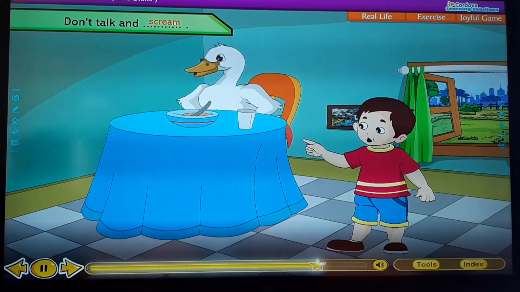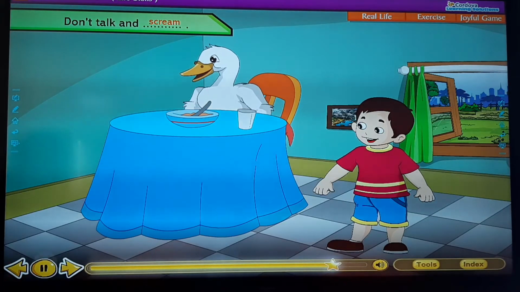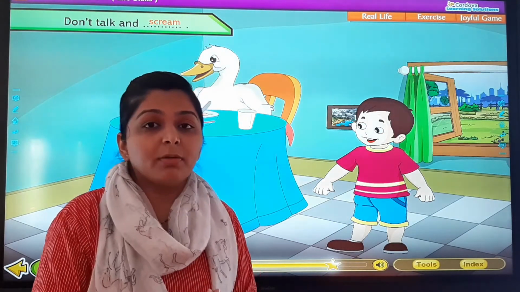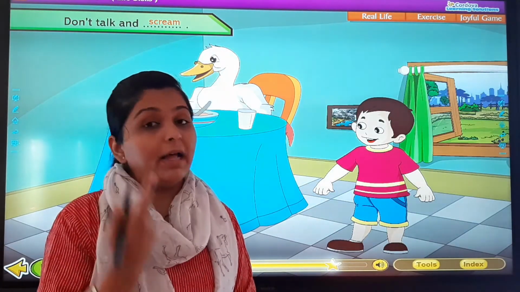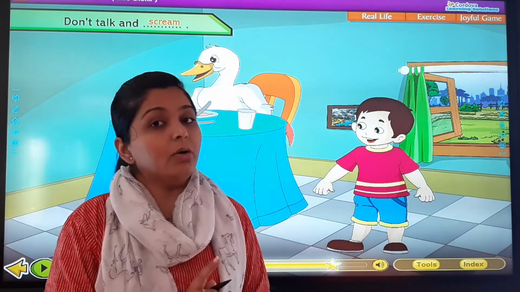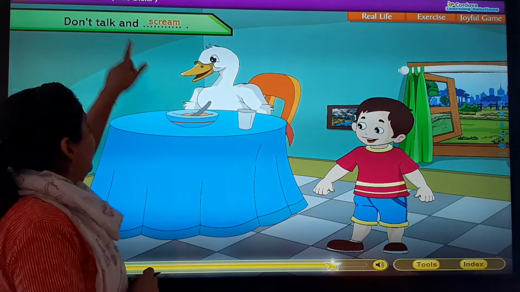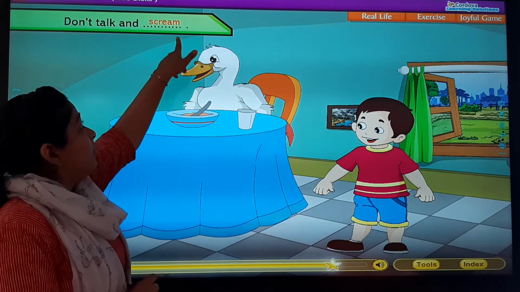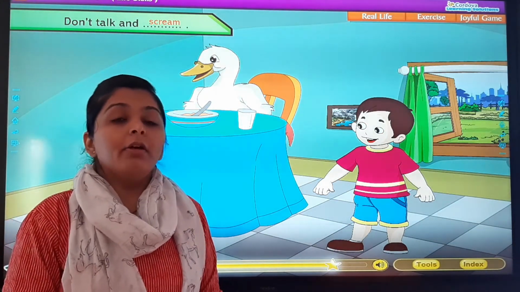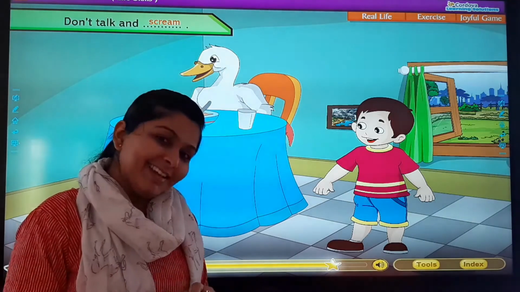Don't talk and scream. We should not talk and scream while having lunch and dinner. जब हम लोग खा रहे हो, हमको बात नहीं करनी चाहिए, हमको चिल्लाना भी नहीं चाहिए. It is a very bad manner, okay? So you will write, don't talk and scream. So your blank will be scream. Understood? Finished? Yes?